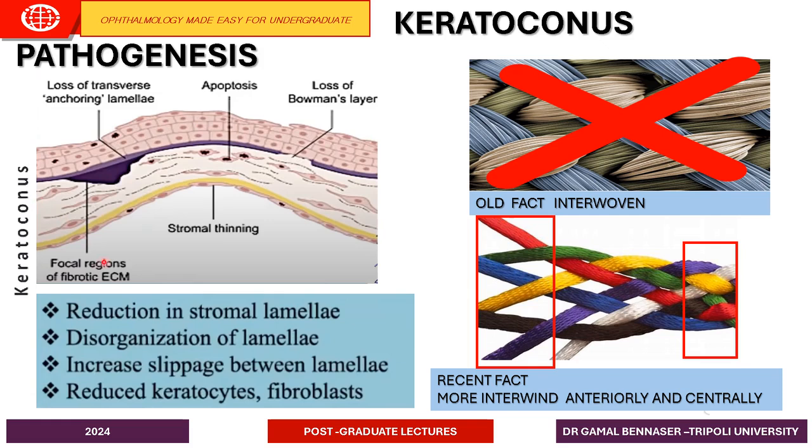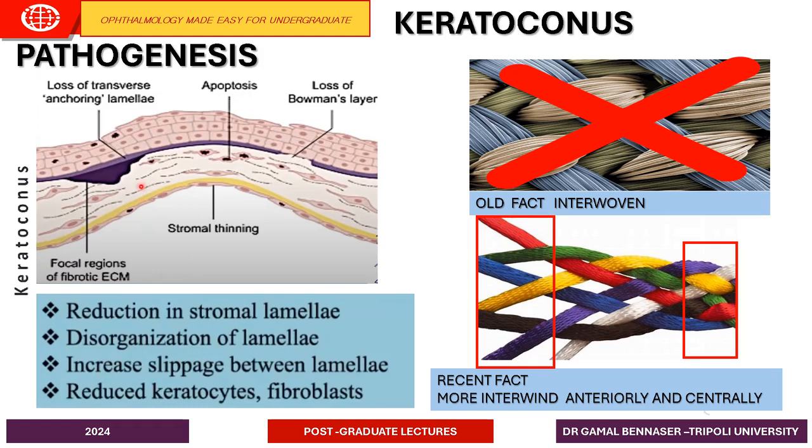Now in this slide, I will show the pathological changes that happen in the cornea in a patient with keratoconus, starting from the loss of the transverse and coring lamellae between the epithelium and the loss of the keratocytes, or the apoptosis, and also the changes in the extracellular matrix and in the Bowman's layer. All these together will lead to thinning and bulging of the cornea and lead to separation between the lamellae and reduction in the stromal lamellae, and increase the slippage between the lamellae and also the apoptosis and loss of keratocytes.